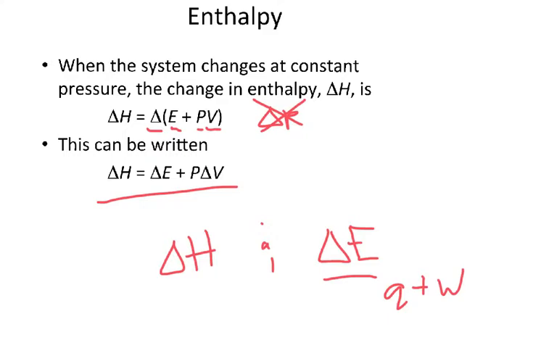So in practice, delta E and delta H are actually very similar, but in some conditions they're different. So in conditions where a large number of particles either are produced or consumed, like in a gas reaction, they might be different. But for other purposes, they're almost equivalent values.